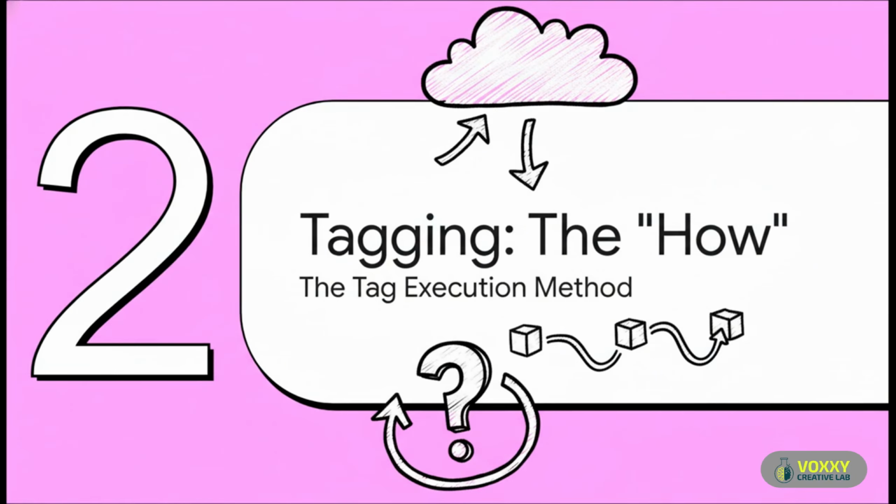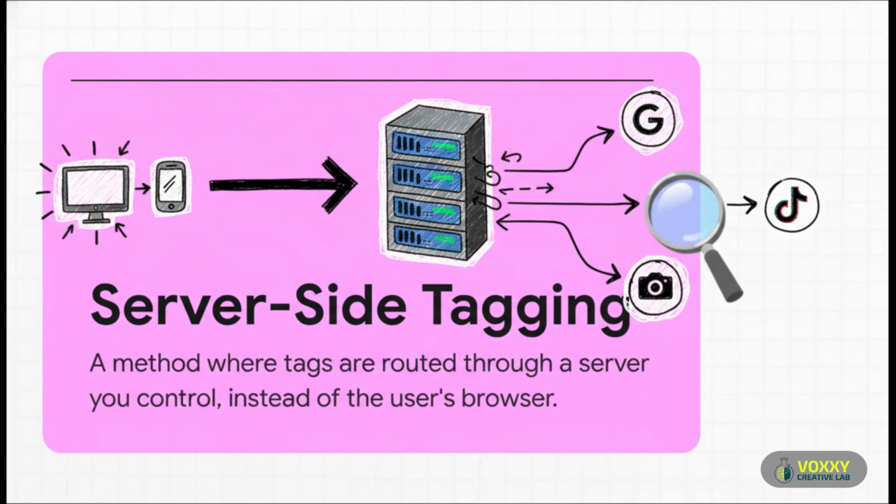Okay, so let's tackle the first one, server-side tagging. The absolute best way to think about this is that tagging is the how. It's all about the method you're using to get your marketing tags to fire. So what does that mean in practice? Well, instead of having a dozen different scripts from Google, Meta, TikTok, all firing wildly from a user's browser, you send just one single stream of data to a server that you control. Then, from your server, you decide what data gets sent out to all those different platforms.